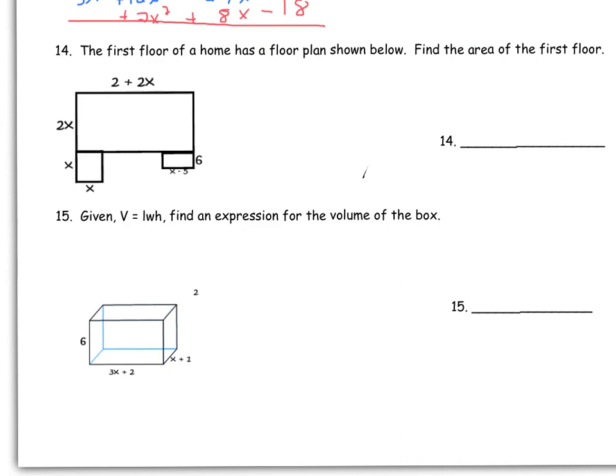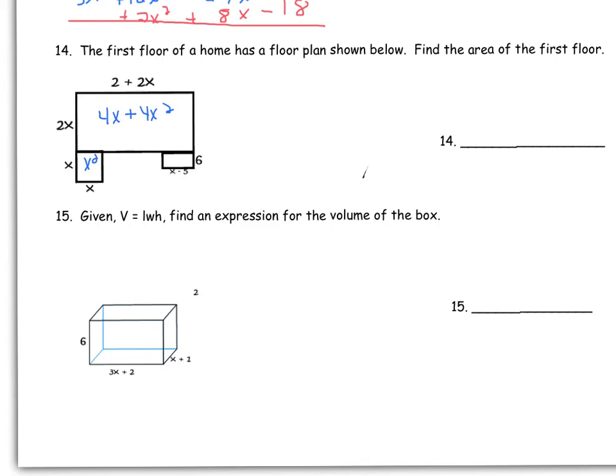All right, 14. The problems you have on your common assessment are a little bit different than what you have on 14, but they all have to do with geometric shapes, I believe. So the first floor has this floor plan, find the area. So you just need to find the area of all these little parts. So 2x times 2 plus 2x. 2x times 2 is 4x. 2x times 2x is 4x squared. X times x is x squared.